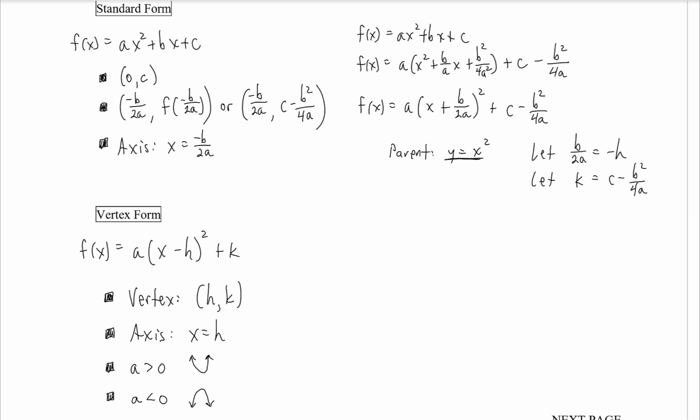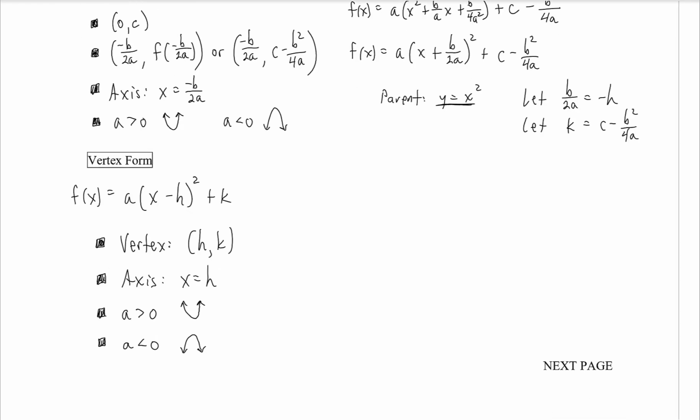So again, a being positive is going to tell you that the parabola opens upward, and if a is negative, it's going to tell you the parabola opens downward. So the standard form has its purposes. It's got lots of purposes, actually. There's more than just this, but for graphing, it gives you the y-intercept. You can get the axis and the vertex kind of quickly, though it requires a little bit of effort. But with vertex form, you get the vertex right away and the axis right away, but you don't get the y-intercept quickly. So again, that's why we have two forms that we go back and forth between.